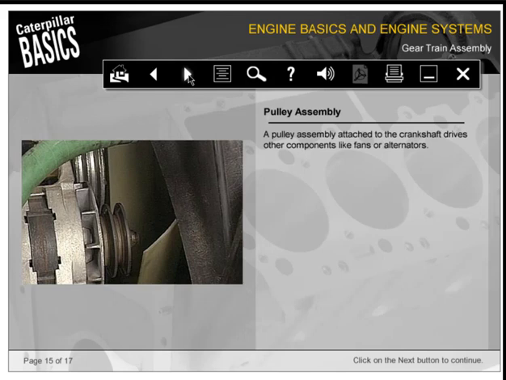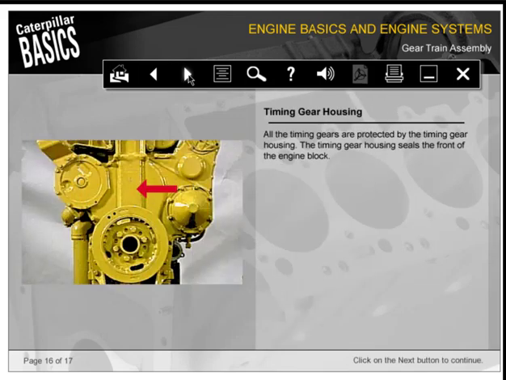A pulley assembly attached to the crankshaft drives other components like fans or alternators. All the timing gears are protected by the timing gear housing. The timing gear housing seals the front of the engine block.